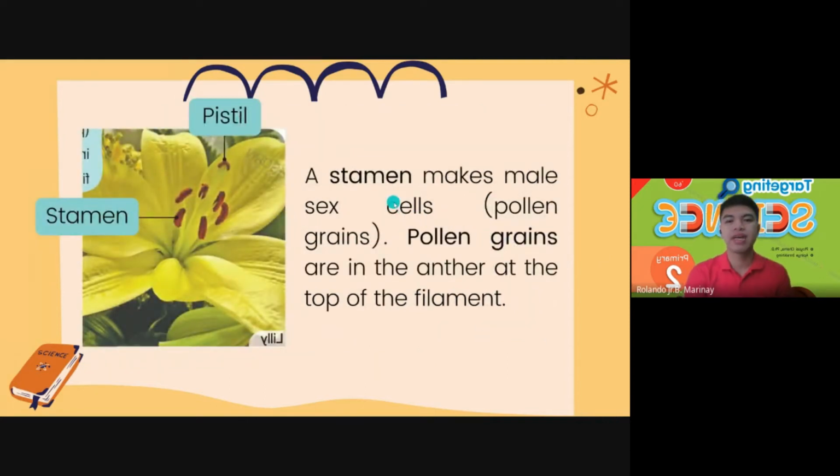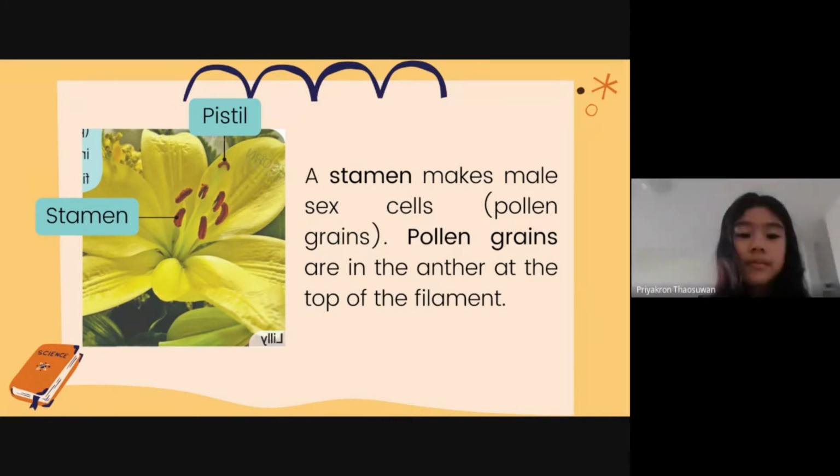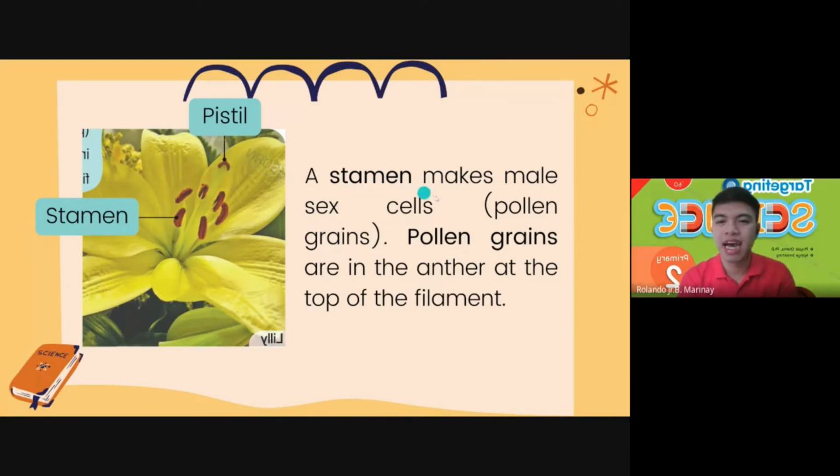Okay, the first part is a stamen. Say stamen, everybody. Can you repeat after me? Say stamen. Stamen. Very good. A stamen makes male sex cells. It is called the pollen grains. The pollen grains are in the anther at the top of the filament.